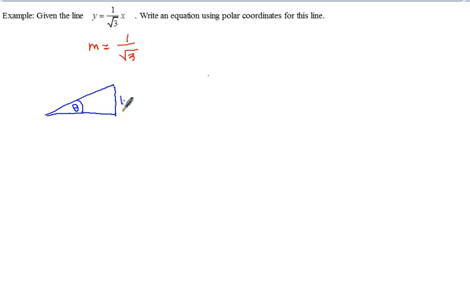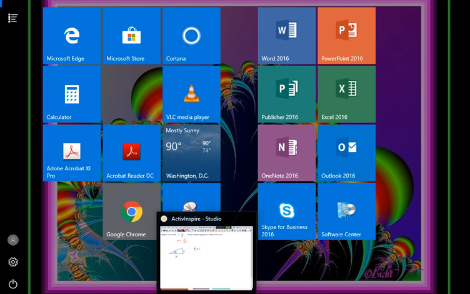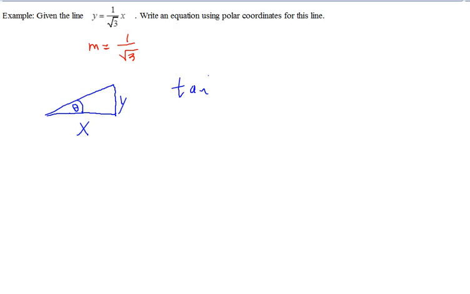We can say again, tangent of theta equals y over x. But again, that's really the same as the slope. We can again divide by the x and see y over x equals 1 over root 3. So we'd have tangent of theta was 1 over root 3.